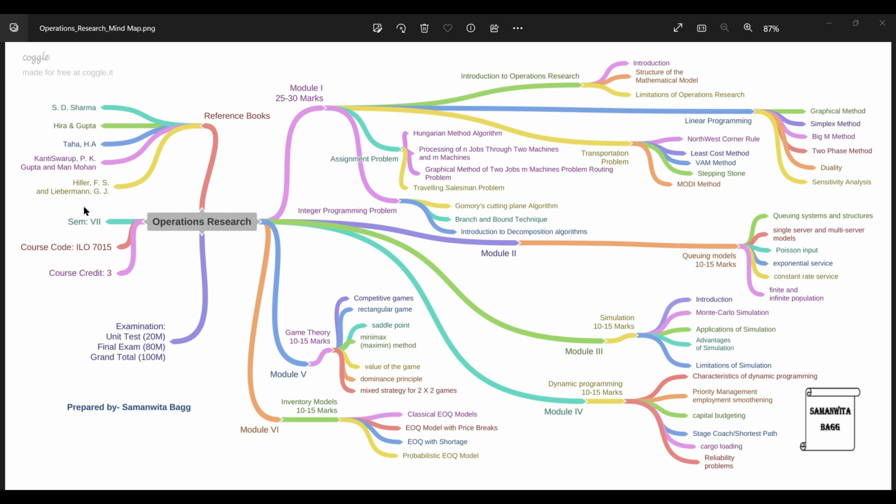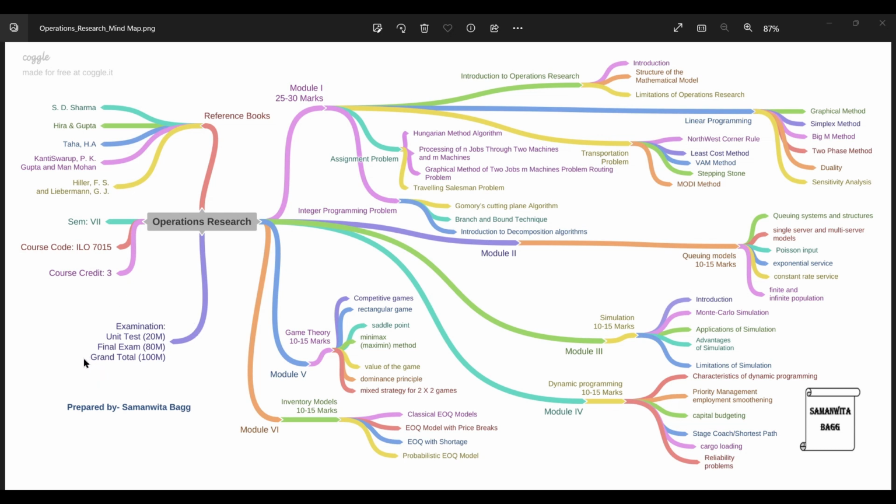Now, there are various books which you can refer for studying operations research. One is S.D. Sharma. Hira Gupta is one of the best books which you can refer. The language is really easy and it will be easy for you to follow. Taha is another best book in the market for this topic. And I have given you two more names of books which you may refer. It depends on which book you want to refer out of these. There are many more authors available on operational research which you can go through.